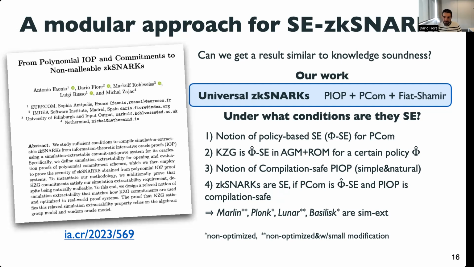And then we show that if you use zkSNARKs built from these two objects, you obtain simulation extractable zkSNARKs. This essentially allows us to imply the simulation extractability of Marlin, Plonk, Lunar, and Basilisk. Although I will explain not exactly those schemes, but the more optimized schemes. Okay, so that's actually an interesting open problem.